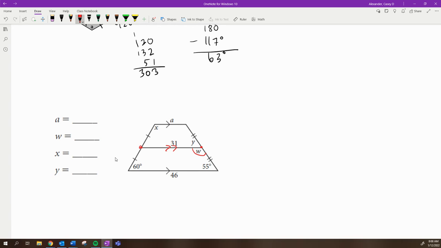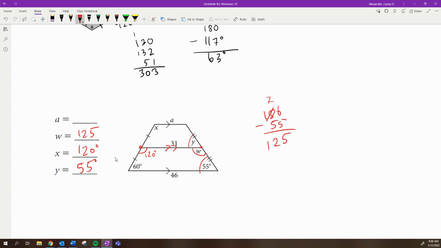And so if it's parallel, then this W and this 55-degree angle are same side interior angles. So I could just do 180 minus 55, and I get 125. Yeah, that's right. So W is 125. Y is also 55, right? Because that's a corresponding angle with this angle down here. It's also a linear pair with W. And X would be, well, this would be 120, just using the 60. So X is also 120. Those three are pretty easy.